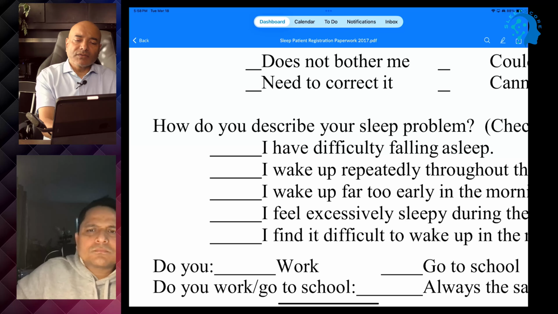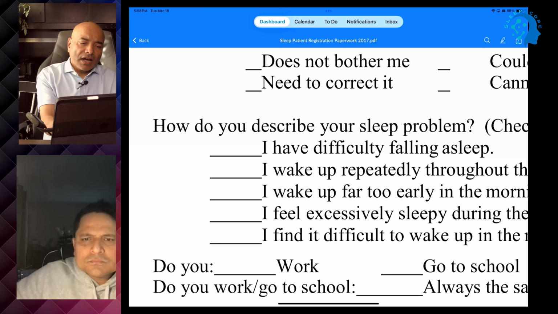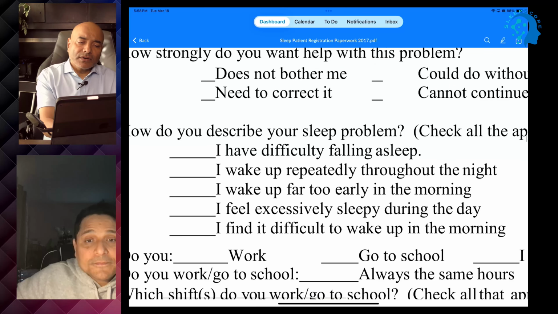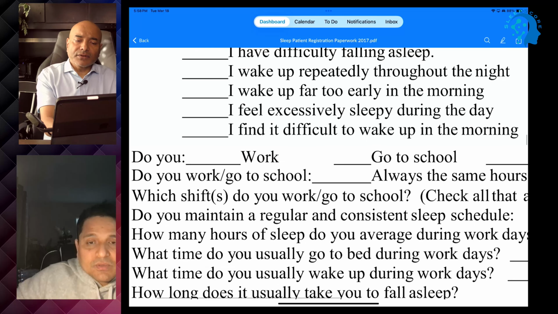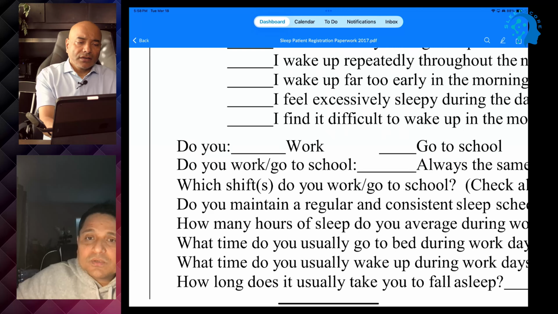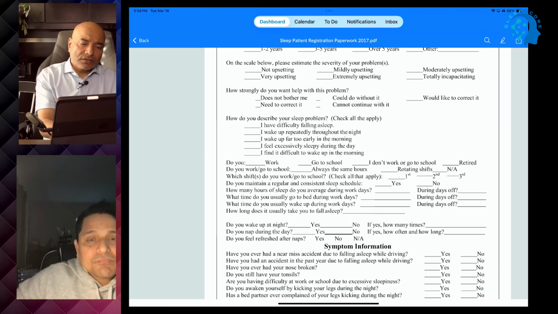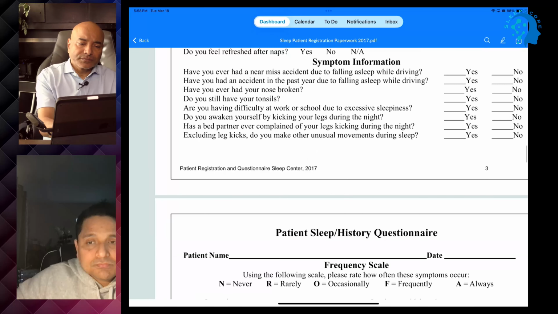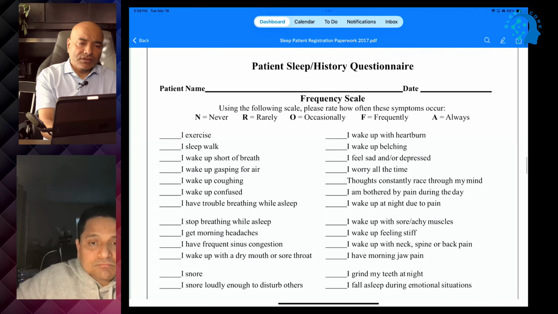Number one, I have difficulty falling asleep. I wake up repeatedly through the night. I wake up far too early in the morning. I feel excessively sleepy during the day. I find it difficult to wake up in the morning. So this kind of question, okay? There are so many questions here, and they will answer them.